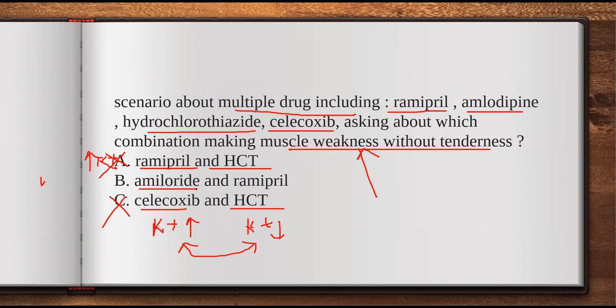Now, amiloride is a potassium-sparing diuretic, and ramipril also increases potassium. Both of them will increase potassium, so that will cause hyperkalemia. And again, hyperkalemia itself can cause muscle weakness. So that's your most likely option. This is how in the exam you can get multiple drug interactions and you need to find out which drug interaction is the most appropriate. Clear, guys? Any question from this?